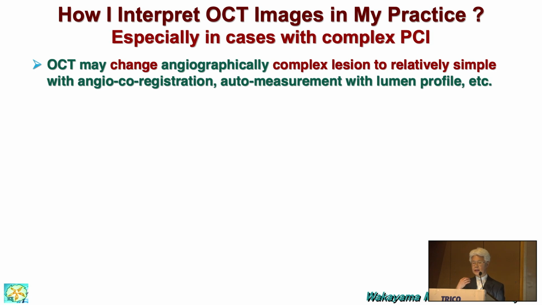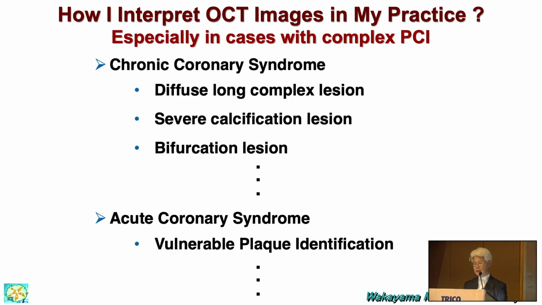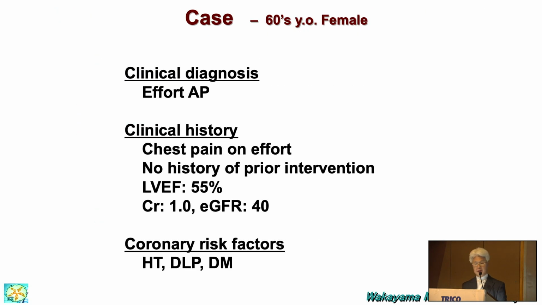Because OCT may change an angiographically complex lesion to a relatively simple one, right? Sometimes it looks like a very diffuse long region, but it is very easy to treat based on the imaging. Today also, in the last case, I speculated lots of calcium and difficult to treat, but there was only spotty calcium and fibrous tissue. So it's quite easy to put in a stent. So relatively simple, right? So let's move on to severe calcification.